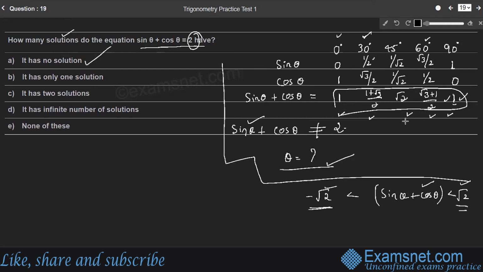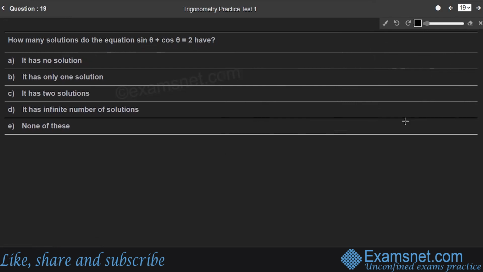Right? So one more method is, I'll consider sin theta plus cos theta equal to 2. This expression, we'll square this expression. On squaring the given equation, the LHS becomes sin theta plus cos theta the whole square is equal to, the RHS is 2, it's a square.